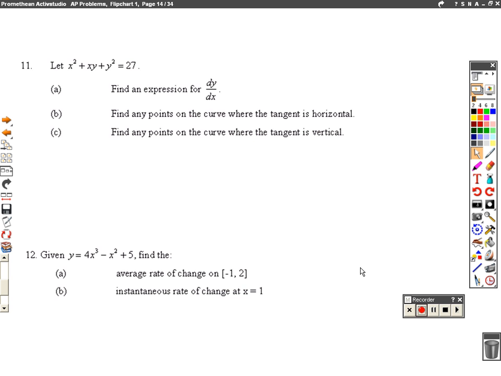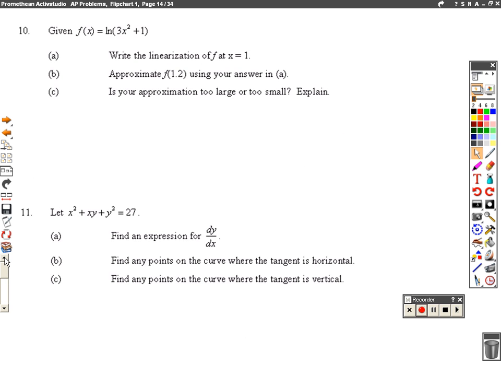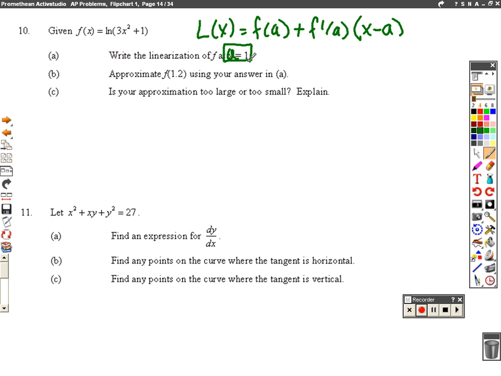All right, moving on to number 10. Here we are given f of x is a function of natural log, and we want to write the linearization of f at x equals 1. So let's go ahead and remind ourselves of the formula. The linearization formula is L of x equals f of a plus f prime of a times x minus a. And this a value is just the value for x.